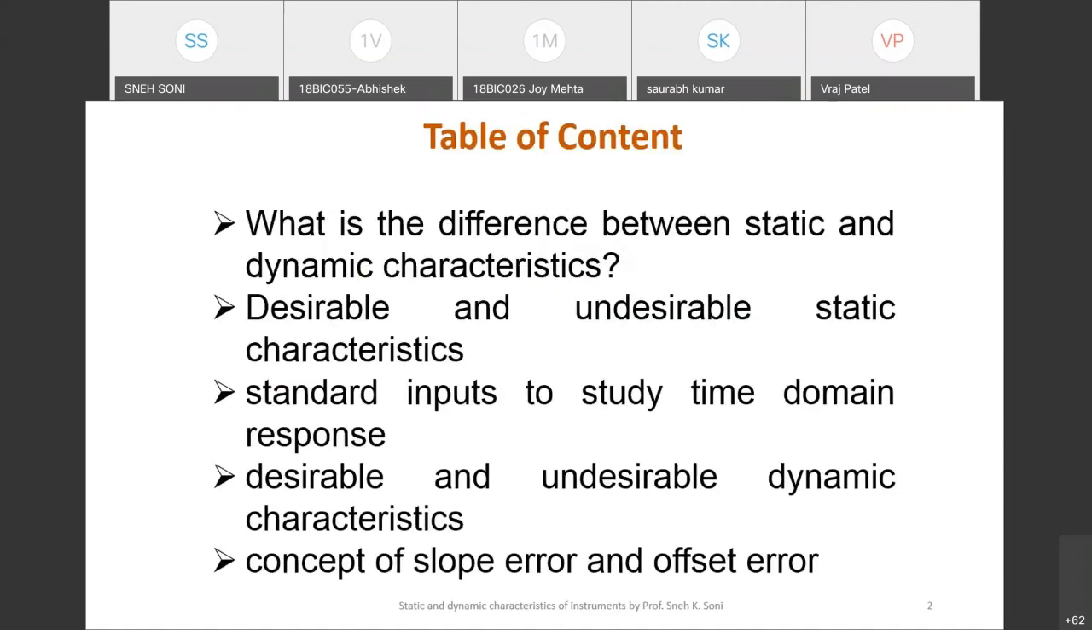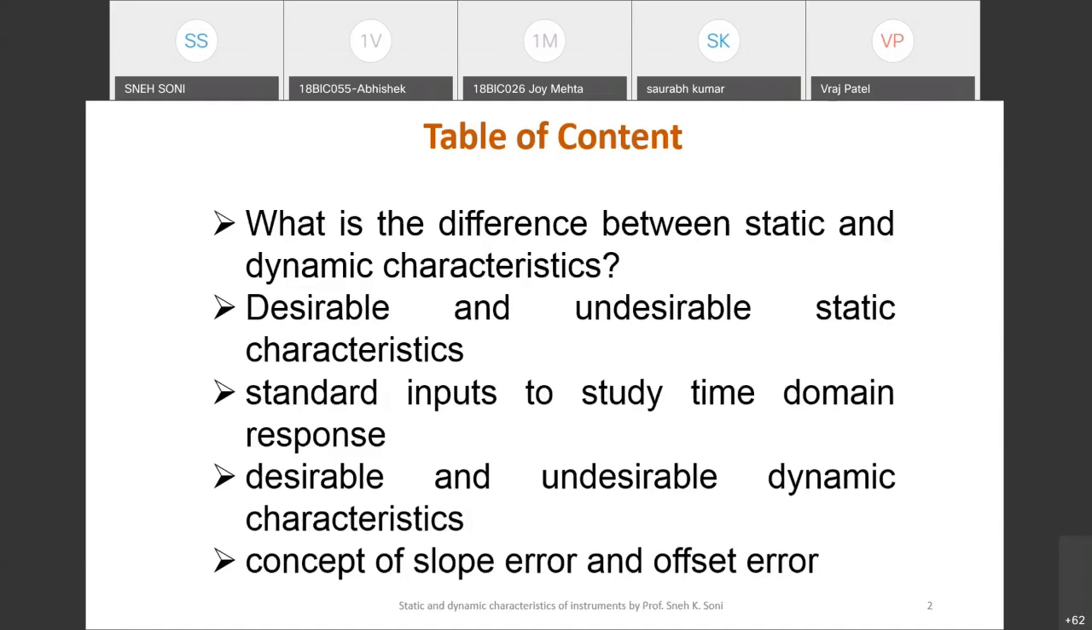Now, what we are going to study in this presentation: first of all, what is the difference between static and dynamic characteristics, that we will be discussing first. Then in static there are few desirable characteristics and few undesirable characteristics, that also we will be discussing. After that we have standard inputs to study time domain response, right? You have already studied this topic before. Once I discuss that, I'll explain where you have studied this and how you can relate it with the understanding. Then we have desirable and undesirable dynamic characteristics.